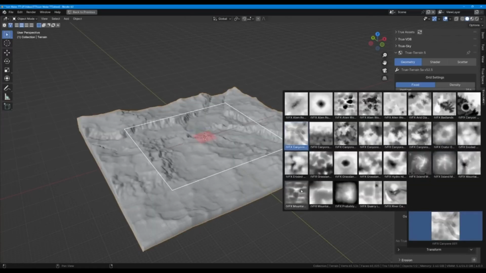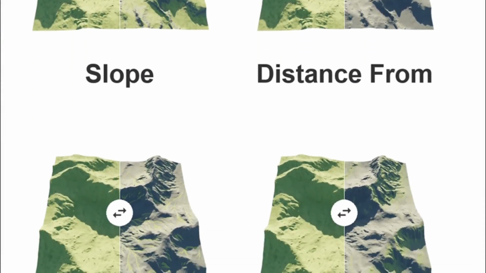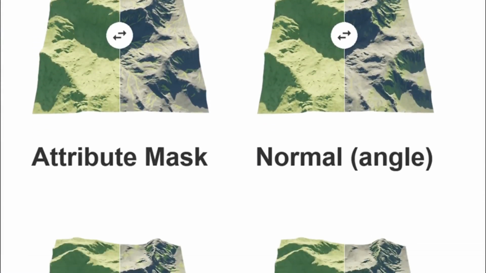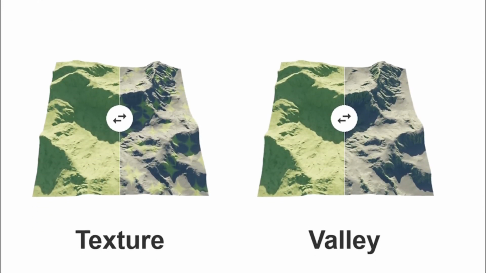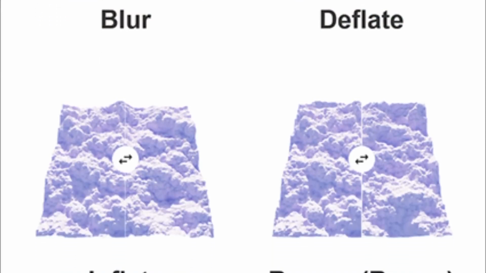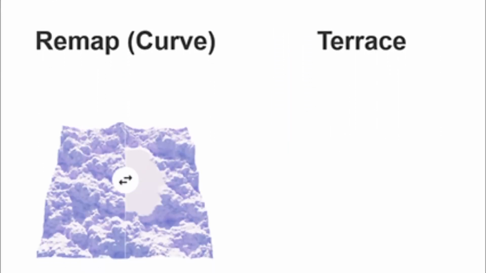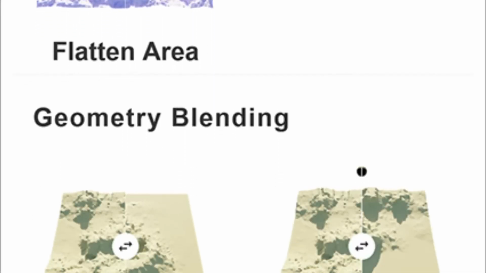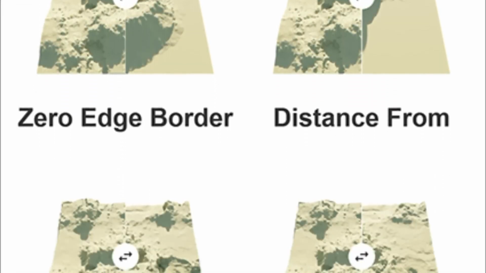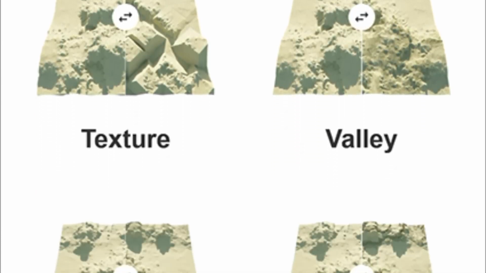Speaking of masks, it also features a range of masks like attribute, distance, and height, to create all sorts of textures that respond to environment elements. On top of that, there is also a whole modifier section that we can use to add different effects such as blur, deflate, inflate, flatten, and many other amazing modifiers that can make things easier and can help you get great results.